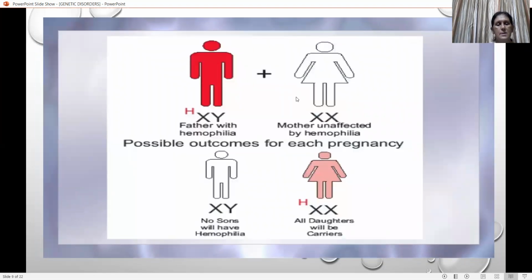So here you see the XY father with hemophilic gene, the hemophilic gene present in the X chromosome. Mother is unaffected, healthy. So in this case, the father gives the X chromosome to his daughter. So here the sons are unaffected because in the Y chromosome there is no hemophilic gene.